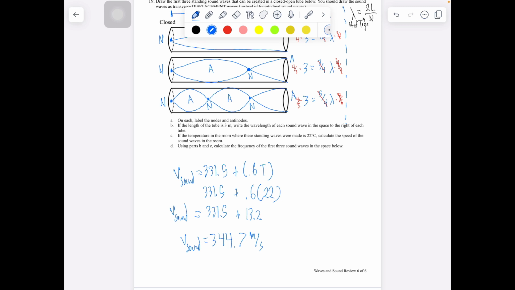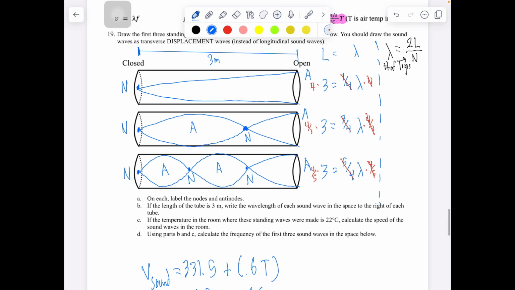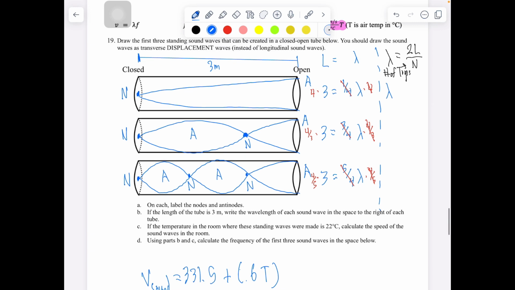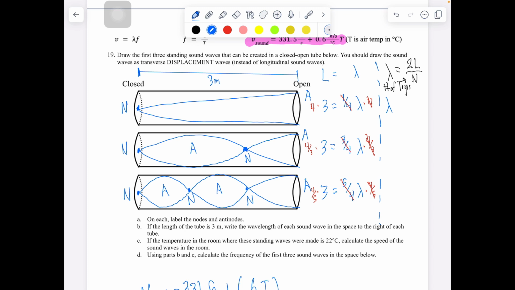Using parts B and C, calculate the frequency of the first 3 sound waves in the space below. I never wrote down the actual wavelengths. Let's go ahead and do that. So the first one, the wavelength. If our tube is 3 meters long, 4 times 3, just using our equation on the left there, this would be 12 meters. 4 times 3 divided by 3, our wavelength would be 4 meters. And 4 times 3 divided by 5, our wavelength would be 2.4 meters.